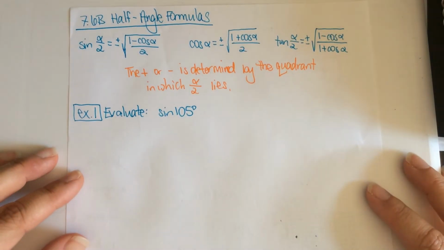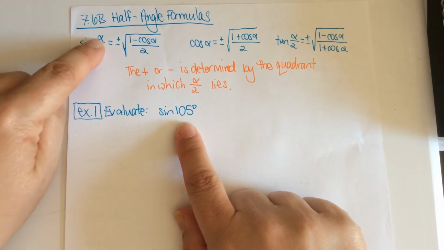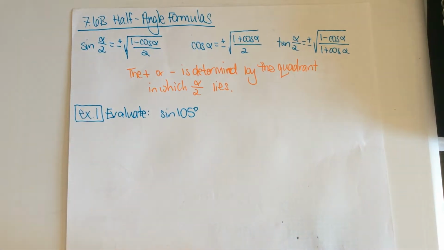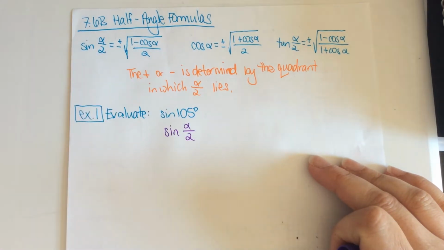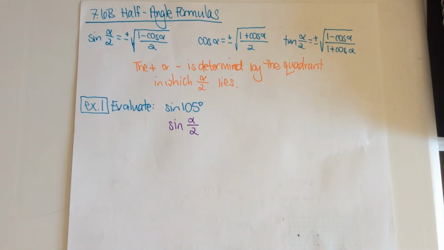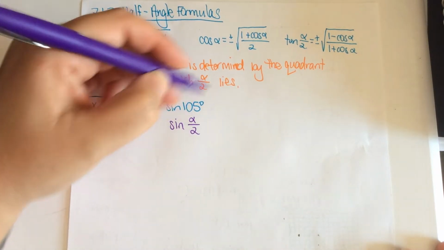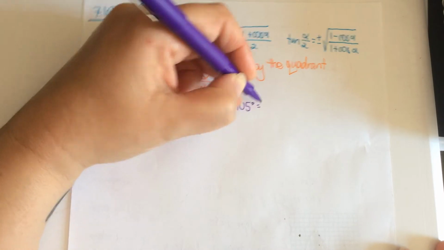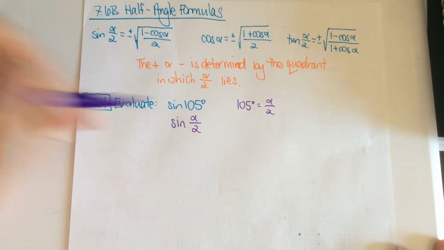Okay, so let's look at this. We have sine of 105. That's what we're looking at here. Sine of alpha over 2. That's an alpha, Greek letter. I'm pretty sure we talked about that with the sum and difference formulas. So I want to figure out 105 is equal to what over 2, because I'm saying these two things are equivalent.